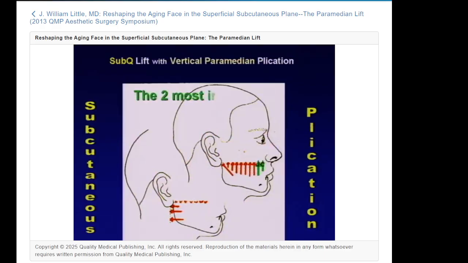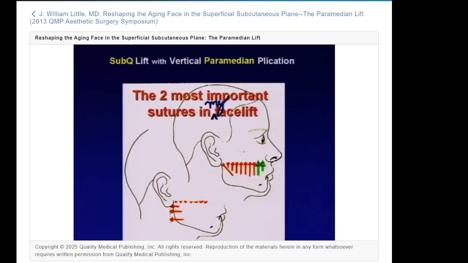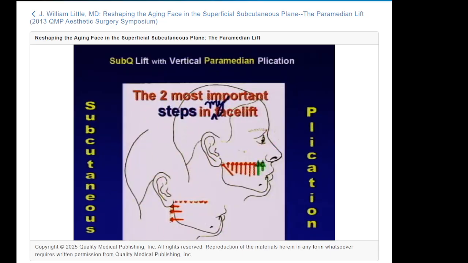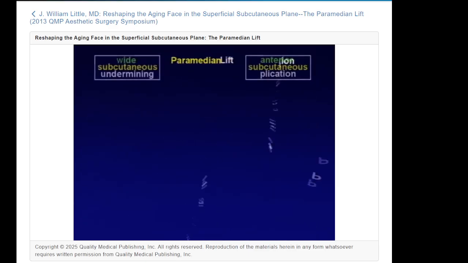And the 2 most important sutures in my facelift, it's not a religious invocation: J stands for jowl, C stands for commissure. These are the 2 most important steps in facelift. I want to treat the jowl and the commissure, and subcutaneous plication and subcutaneous undermining are my road, or my highway, to that end. So the 2 steps are wide subcutaneous undermining and then anterior subcutaneous plication.